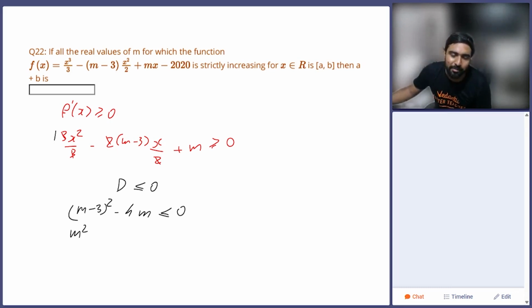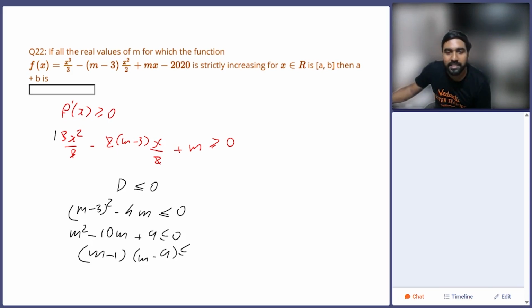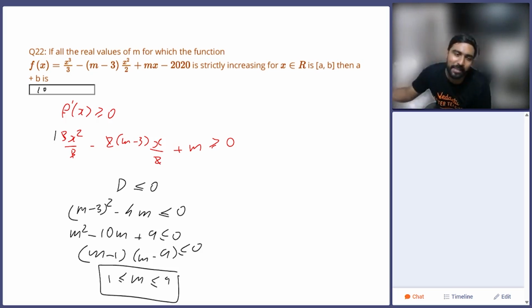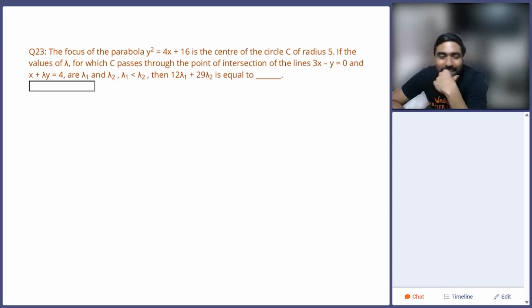over here. So you get m square minus 6m, that's minus 10m, plus 9 is less than or equal to 0. So (m minus 1)(m minus 9) is less than or equal to 0. So m lies between 1 and 9. So 1 plus 9 value will be 10. A plus b is equal to 10. A very simple direct question rather.